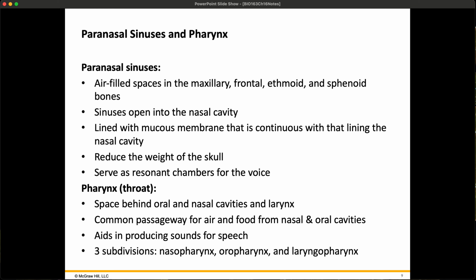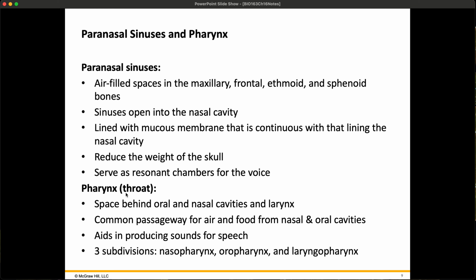These are hollow cavities, hollow spaces. They're there to help really reduce the weight of the skull and allow this resonance, right? Think about when you're stopped up or you have a head cold and you kind of sound like this. It's because those spaces, these sinuses, are being filled with fluid, and so sound can't reverberate. And really, again, it's this reducing the weight of the skull. If these were fully solid, our heads would be even heavier than they already are.